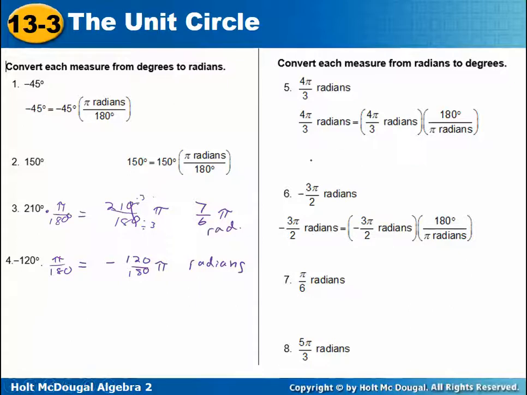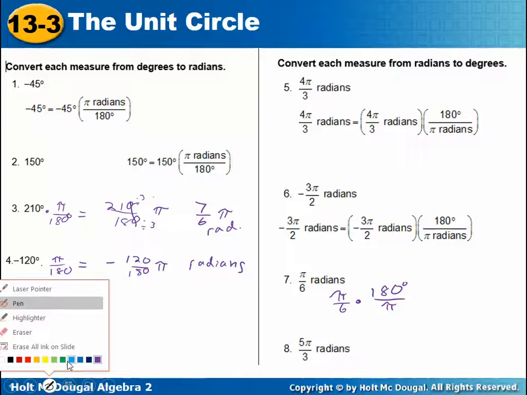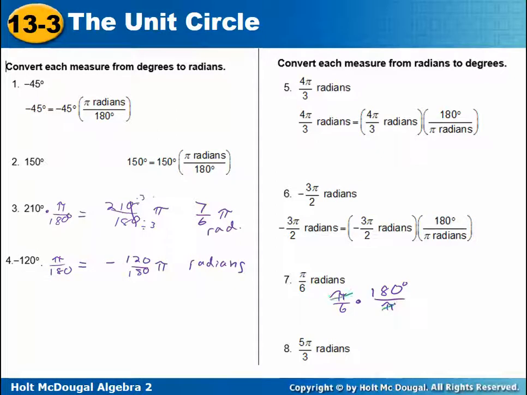Okay, and then on the second part, 5, 6, 7, and 8, we're going to be changing these to degrees. So we're going to take the pi over 6, number 7 here, and we're going to multiply this time by 180 degrees over pi radians. So when you do this part of the worksheet, the pi's will cancel. And then you're just going to simplify what's left, and your answer will be in degrees. So you figure out what 180 divided by 6 is. 6 goes into 18 3 times, so this is going to be 30 degrees.